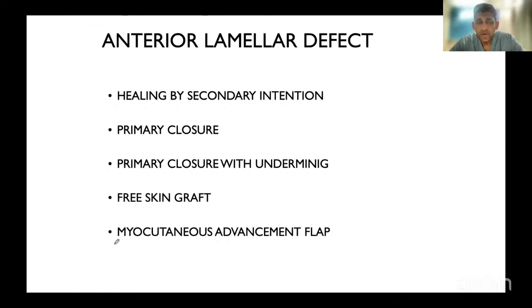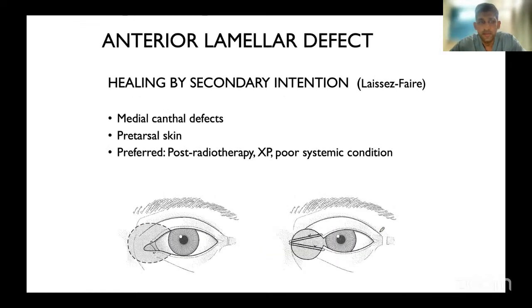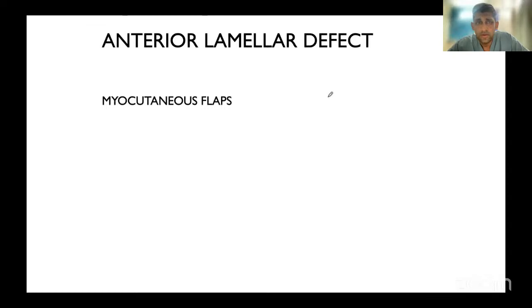The best way to deal with primary anterior lamellar defects is by closing it using flaps, because the eyelid skin is lax and there is a lot of tissue available surrounding it. Certain areas, like the medial canthal region, sometimes heal very well just by leaving them apart, but you should think about that only in patients who cannot undergo surgery.